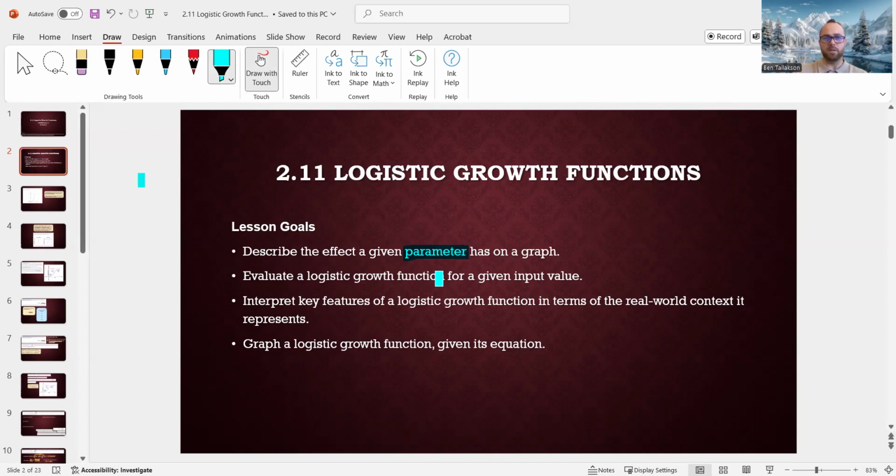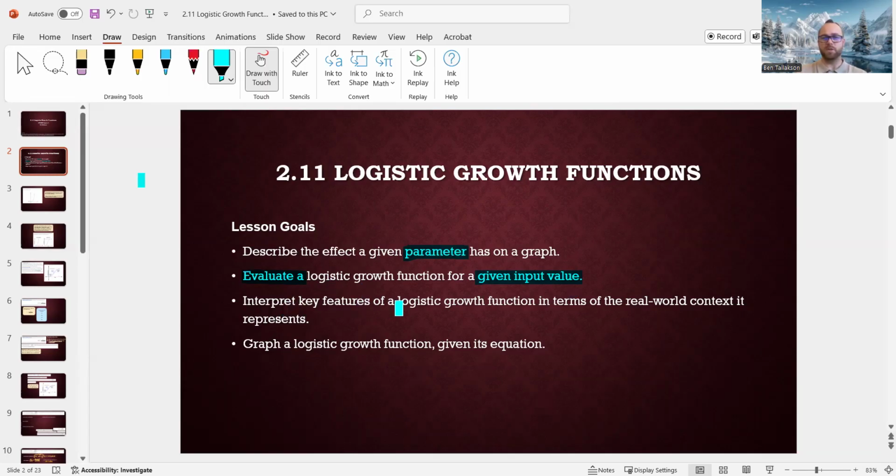Evaluate a logistic growth function for a given input value. What does that mean if you take a given input value and you evaluate? Well, that means sub and solve, right?